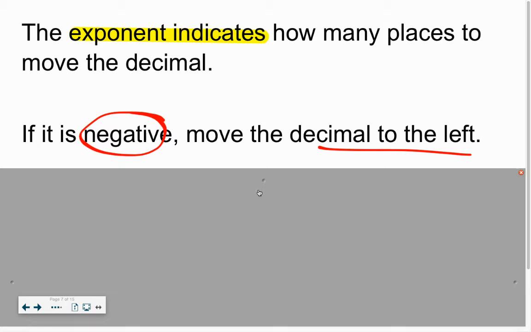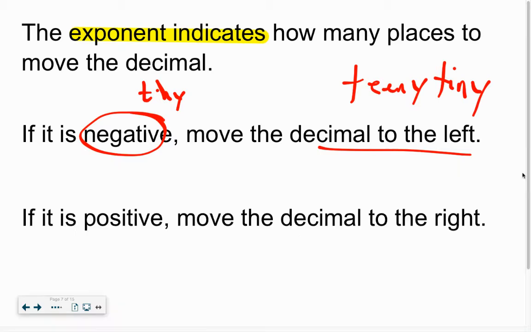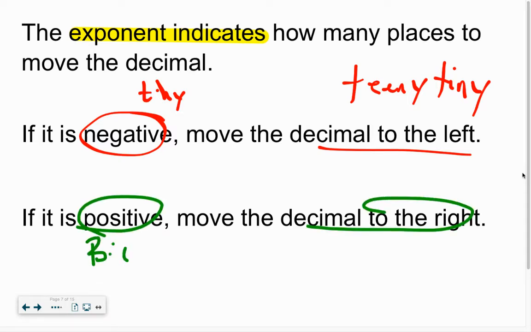Thus, our answer, for me, I've remembered, our answer is going to be small, or a negative number is tiny. So our answer in standard form is going to be a teeny tiny number. You just need to remember somehow, same thing with positive numbers. When we talk about a positive exponent, it's going to move to the right. A positive number is a big number, so we're going to have a big number in standard form.